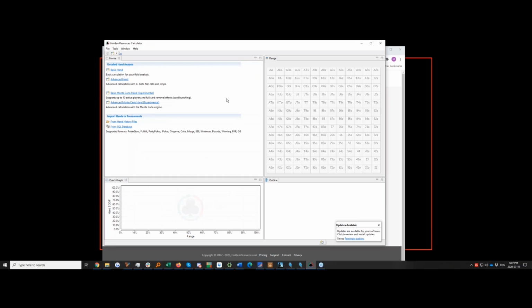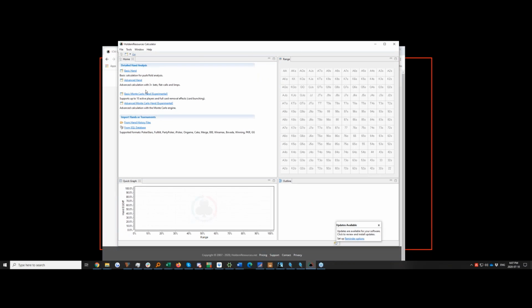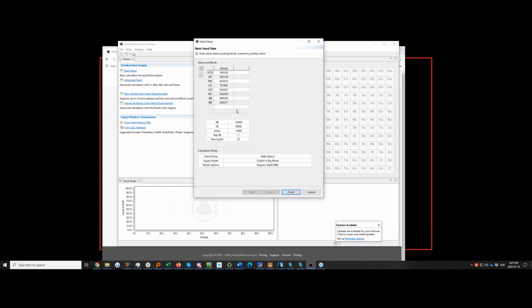Okay, let's bring the calculator. So now this is the paid version of the calculator. So for example, if we set up a very basic situation with players having 10 big blinds.